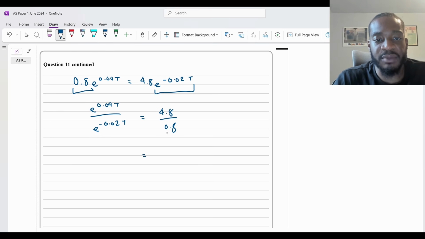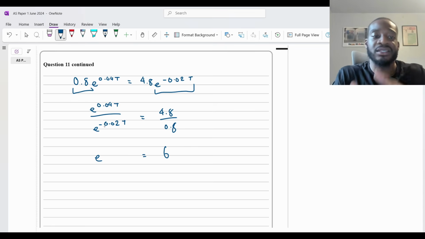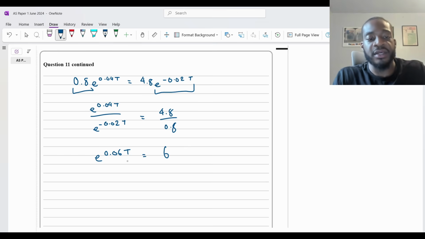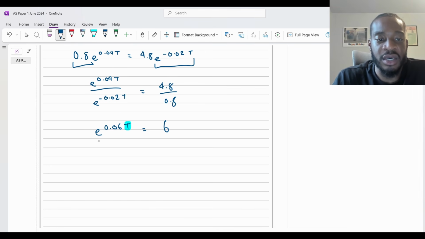Right hand side, that's the same as 48 divided by 8 if I times top and bottom by 10, which is 6. So that's 6 on the right. This side here, we're dividing, so we take away the powers, but remember, we're going to have a double negative, because it's going to be 0.04 minus negative 0.02, which is going to be 0.06T. And then now, how do we solve this? How do we find T? Well, this is an exponential equation because the thing that we're trying to find is in the power, so we need to use logs. This is a base of e.